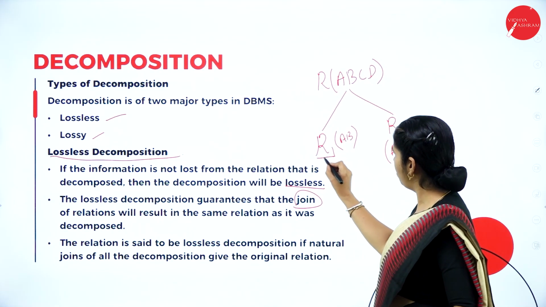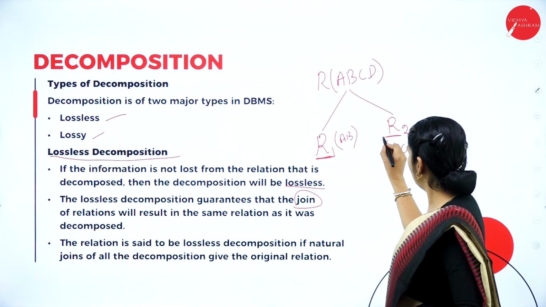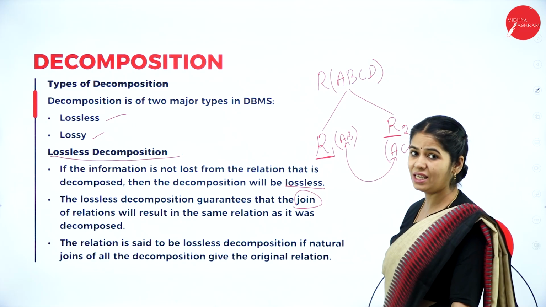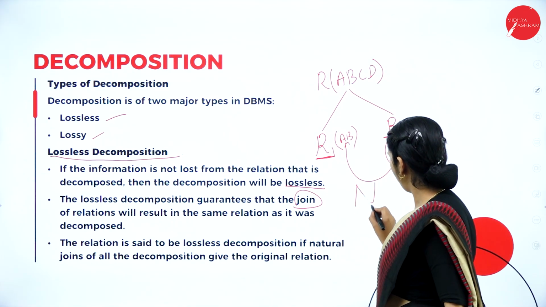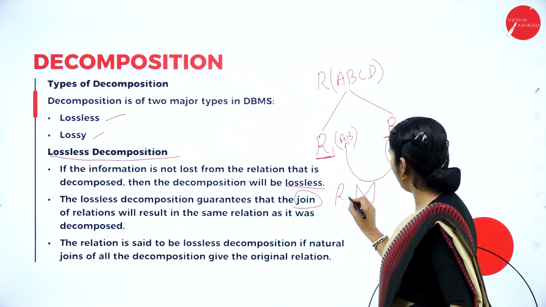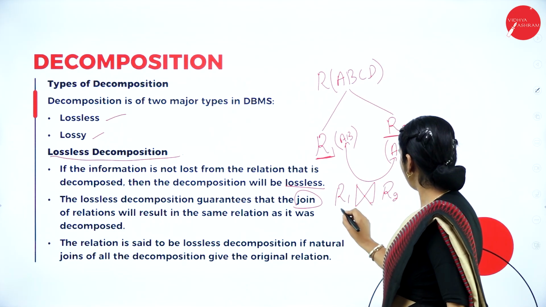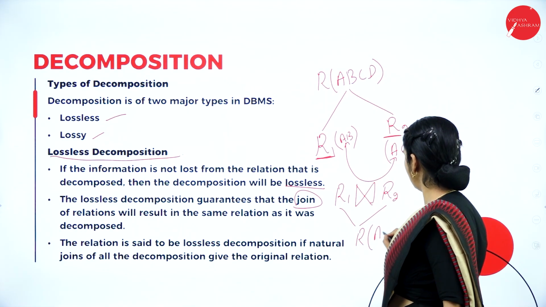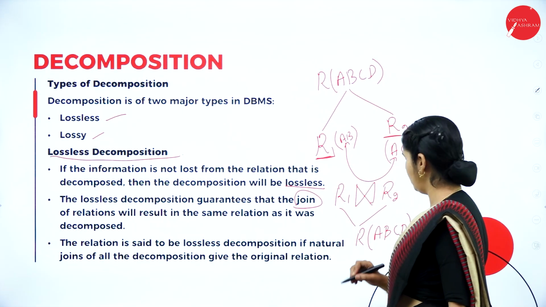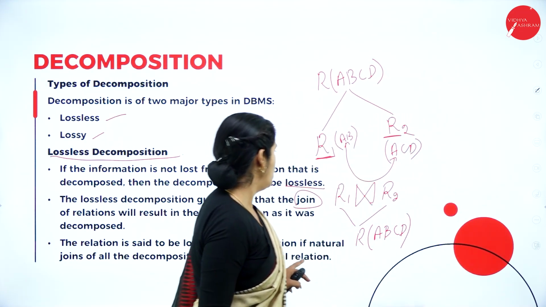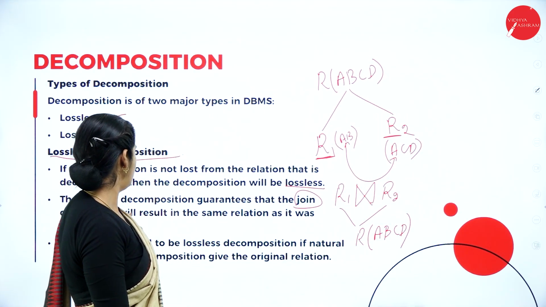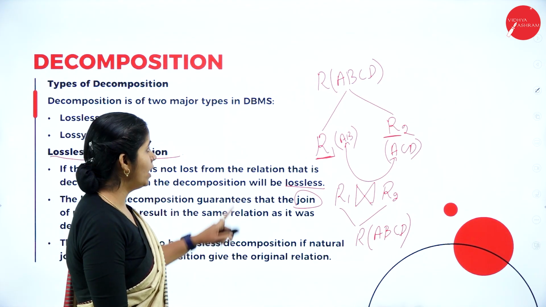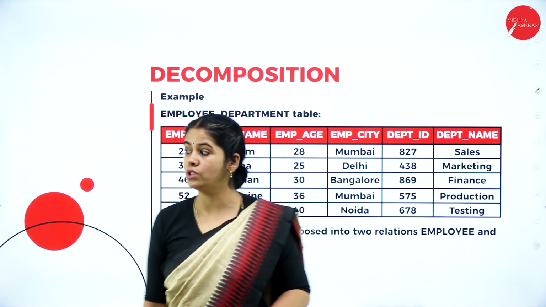So now table R1 is related to relation R2 using one attribute, that is attribute A. When we do the join operation over R1 and R2, it will produce R without any modification, that is A, B, C and D. When we do the join operation, it results in the same relation as was decomposed. That is called lossless decomposition.